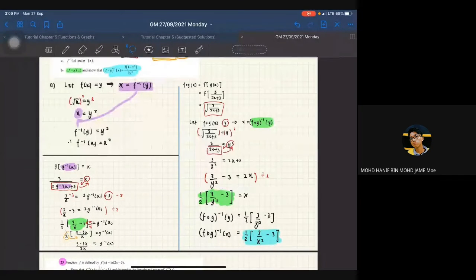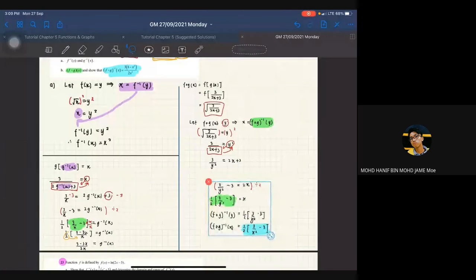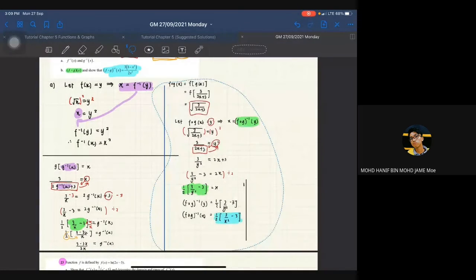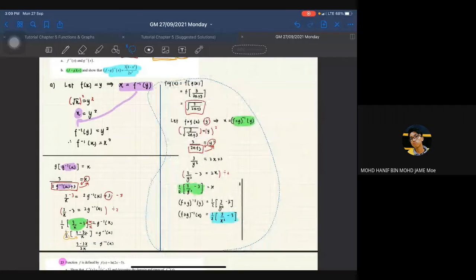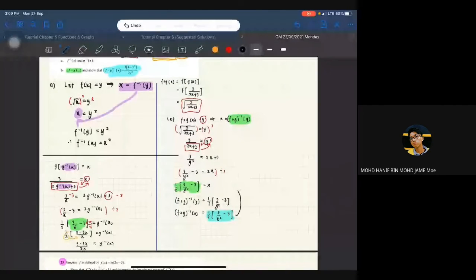Okay, so this one saya akan kecilkan sikit. Resize. Dekat situ. Okay, so pindahkan ke belakang sikit lah. Okay, so padam this one. Okay, so saya naikkan ke atas. So awak akan dapat f of g.